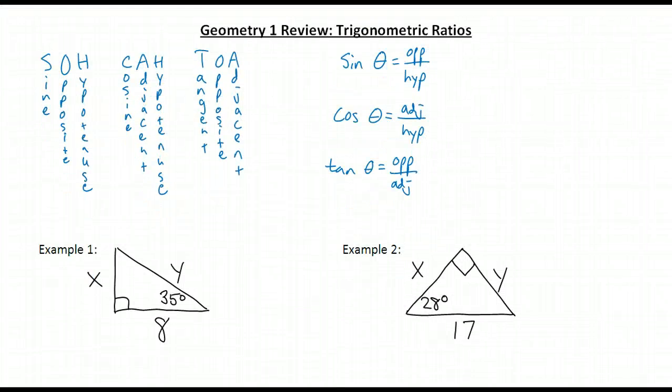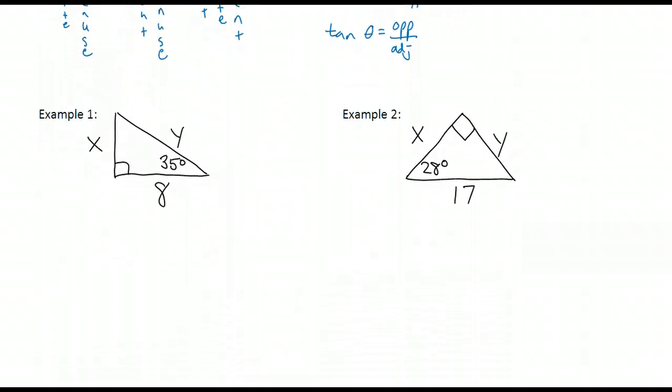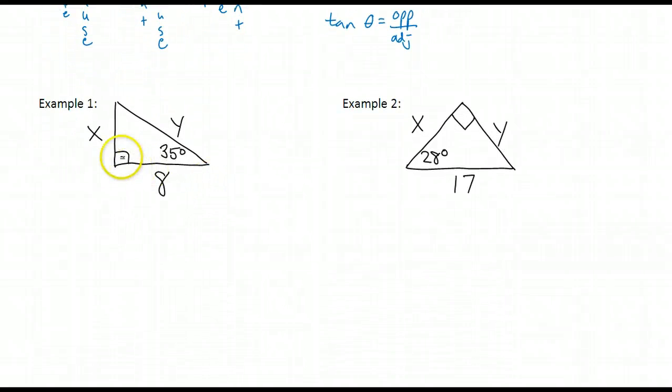We use trig ratios when we have a right triangle and we know an angle of that right triangle, and that angle is not 30, 60, 90 or 45, 45, 90. So we can't use the special right triangle rules.